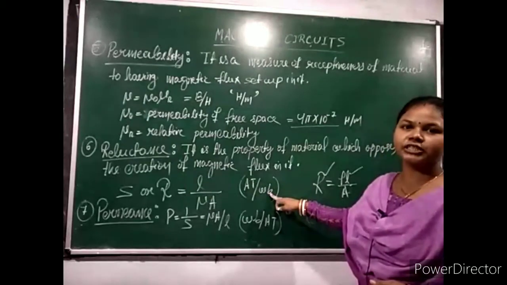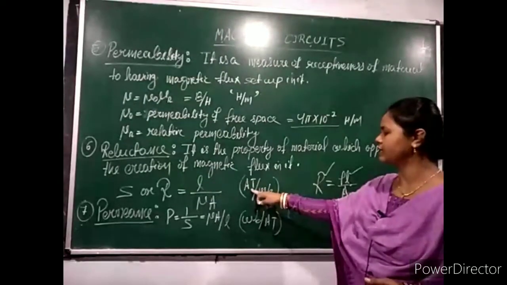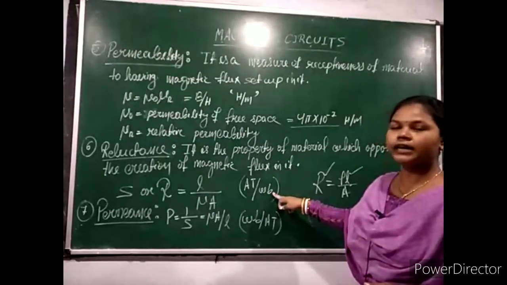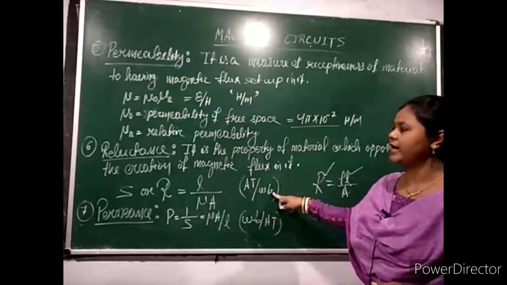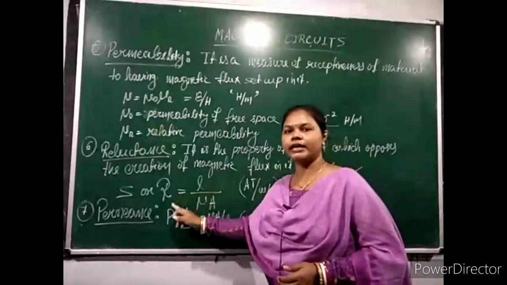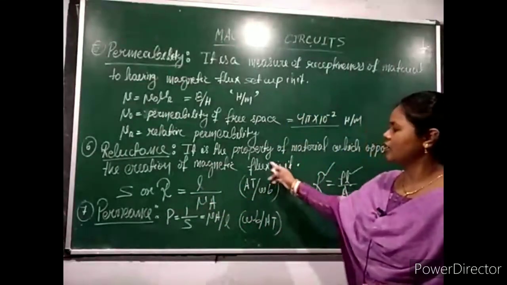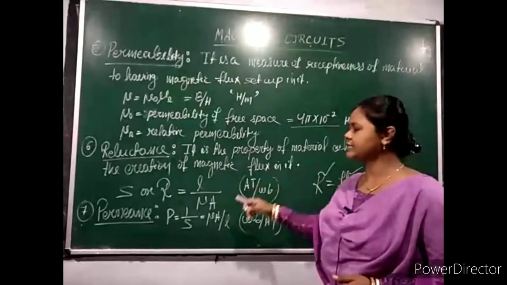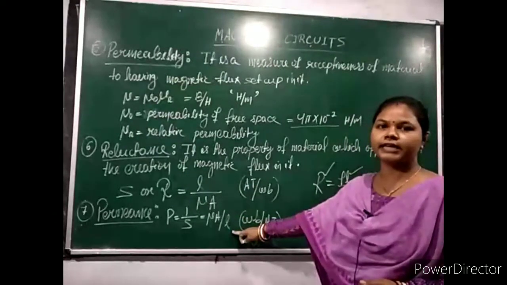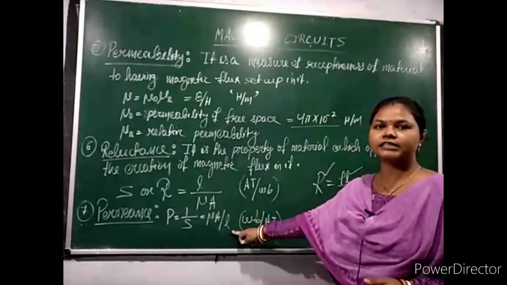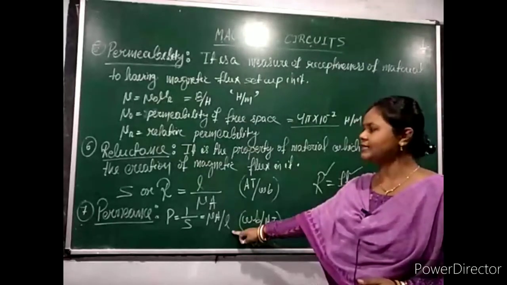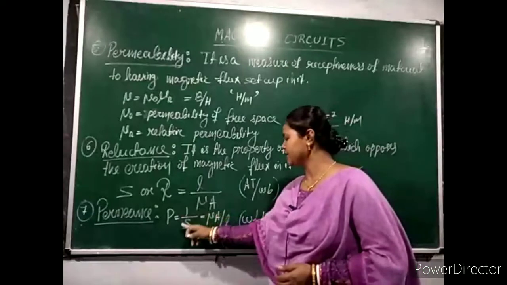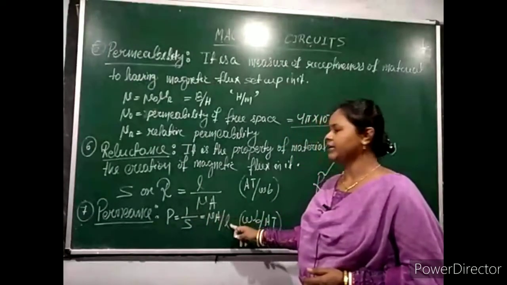You may have a question why its unit is ampere turn per Weber. I will describe this later when I show the relationship between MMF and reluctance. Then next comes permeance. Permeance is the reciprocal of reluctance, that is, permeance is mu A by L.